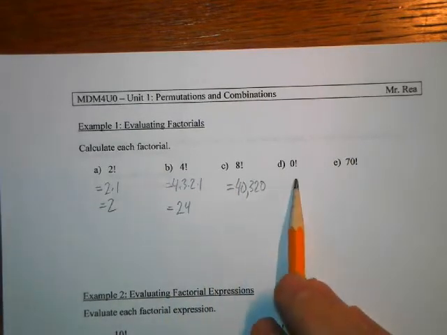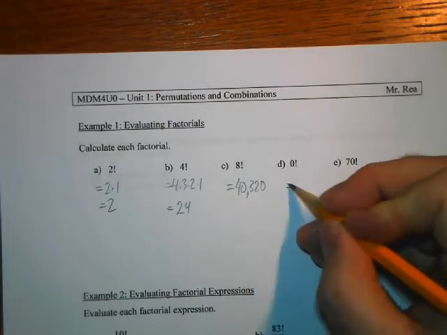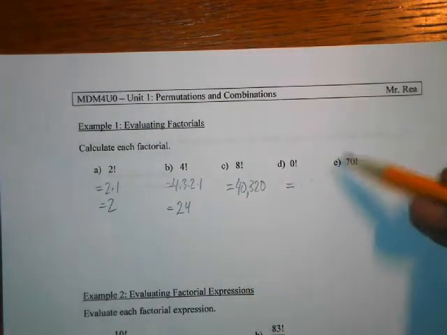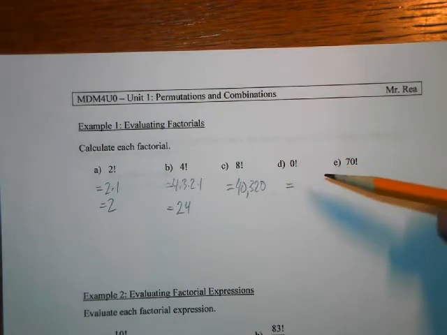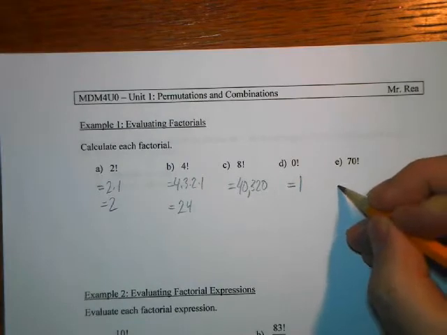Okay, and then we have our old friend 0 factorial. Hopefully you remember what that is. How many ways can we pick 0 things from 0 things? Well, that's officially 1. And this one's interesting.